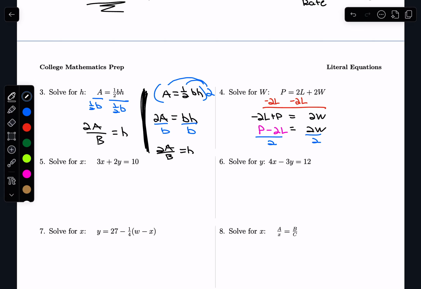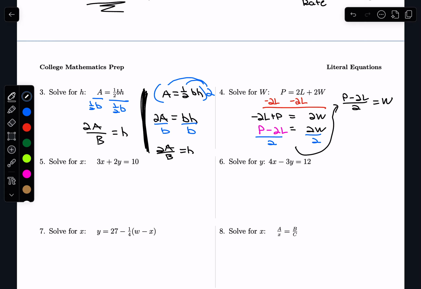I'm going to write this down on the side here because I kind of ran out of space. P minus 2l over 2 is equal to w. So now we have p minus 2l over 2 equals w. That is perfectly fine, perfectly acceptable. And if you answered that way, I would not complain on a test. However, some mathematicians are going to call you out and say that this isn't quite simplified enough.